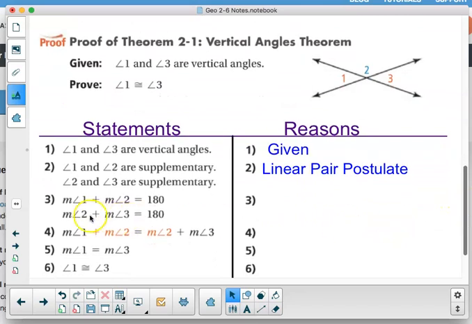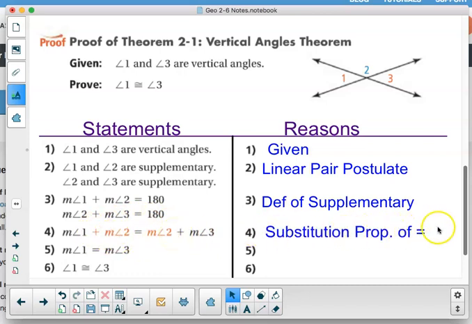Now, because they're supplementary, I know angle 1 and angle 2 add to 180 degrees, because of the definition of supplementary angles. Keeping in mind this idea, we're going to slow it down a little bit and use substitution. I know that angle 2 and 3 add up to 180, so I'm going to substitute that in here for 180. Angle 2 happens to be the same angle in both of these. That's the substitution property of equality.